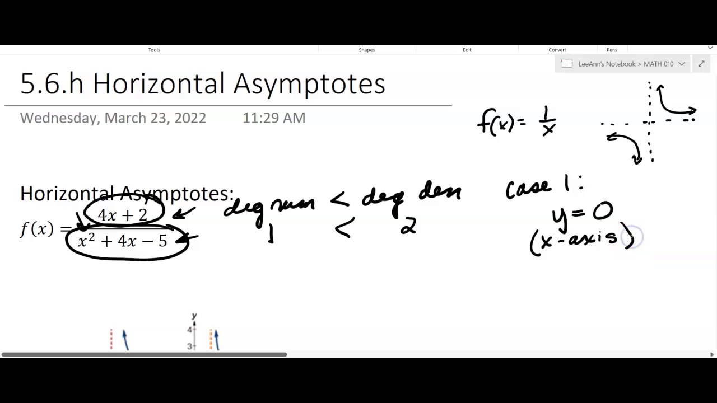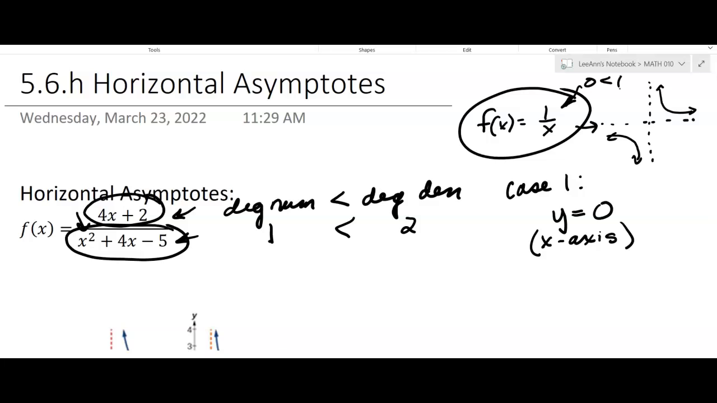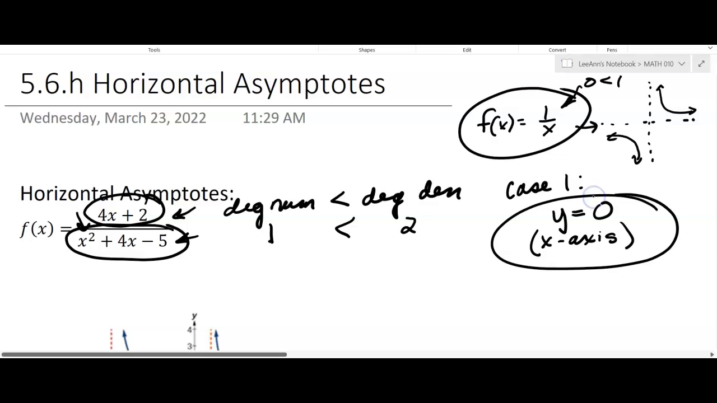Okay, so you can see that from our reciprocal function. Our horizontal asymptote was at the x-axis. The degree of the numerator is 0, and the degree of the denominator is 1, and 0 is less than 1. So our cases for horizontal asymptotes have to do with the degree of the numerator and the degree of the denominator, the degree of those polynomials. If the degree of the numerator is less than the degree of the denominator, it's just automatically at the x-axis.